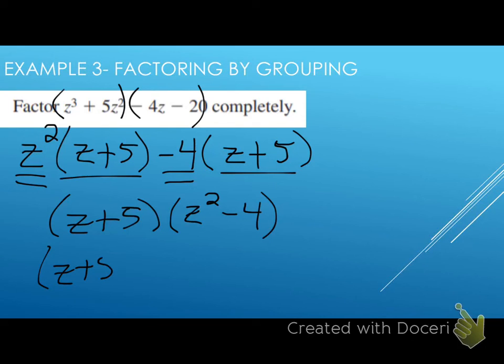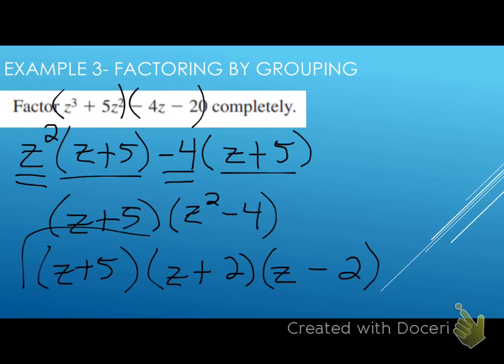So z plus 5 is a part of my answer. Create your 2 sets of parentheses. What's the square root of z squared? Z. Square root of 4? 2. What are my signs? Plus, minus. And now I have 3 polynomials: z plus 5, z plus 2, z minus 2. Can any of those be factored further? No. This is now factored completely.